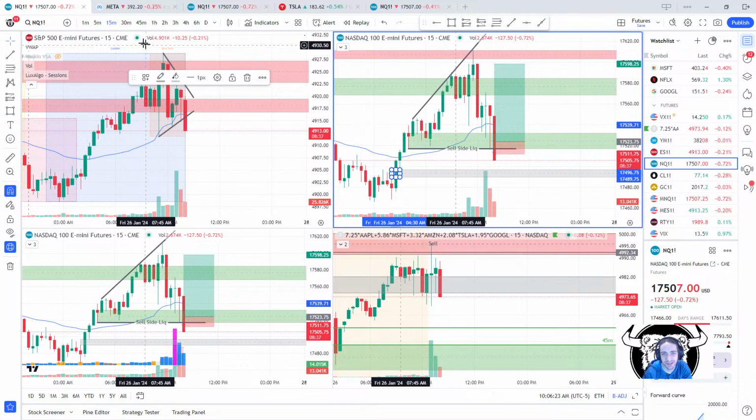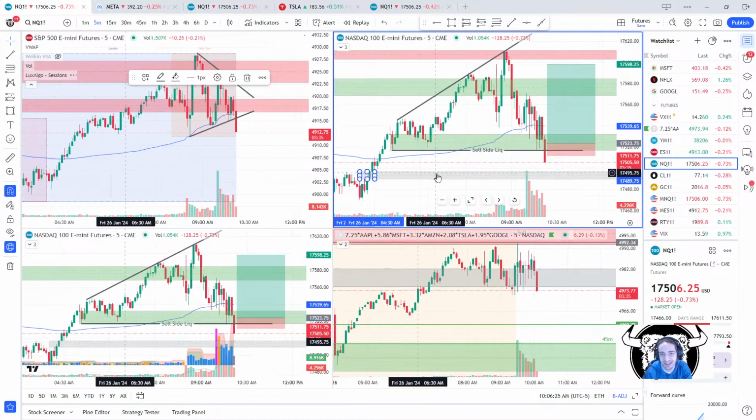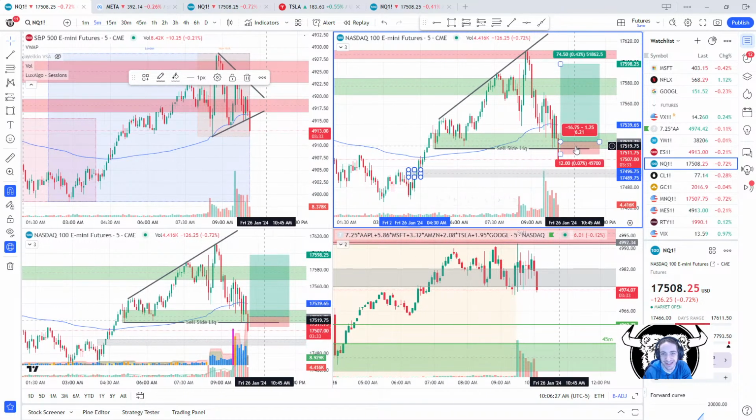Here, let's look for this fair value gap. Do I have to start cursing and stuff? I think I have to start cursing, right?